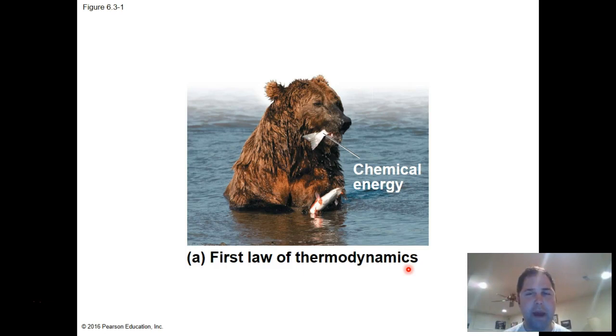If you see this bear, I love the bear that we use to describe the laws of thermodynamics. The bear is getting energy from the fish. The fish got energy from the algae that it ate. The algae got energy from the sun. All energy comes from other energy.